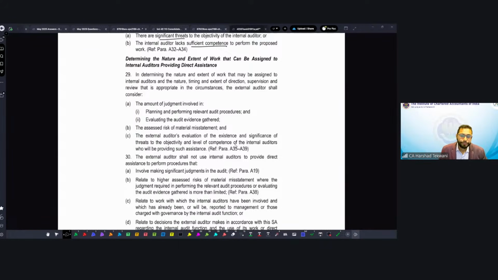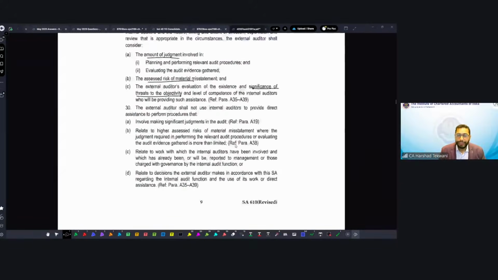Okay. If the area involves a lot of judgment, if the area has a higher risk of material misstatement, if there is a significant threat to objectivity, based on that I will decide whether I should use the work of the internal auditor as direct assistance or not. For example, if there is a significant judgment, I will not use. If there is a higher risk of material misstatement, I will not use.